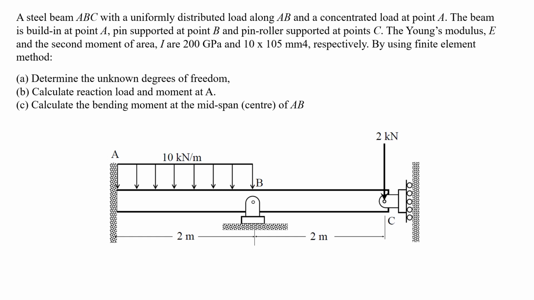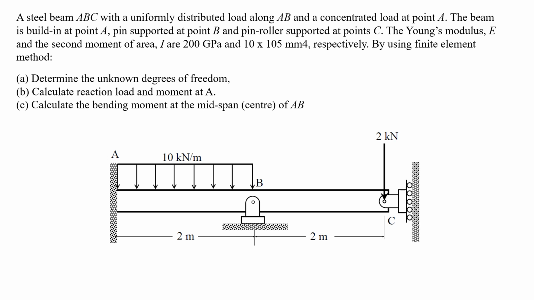Let's have a look at the second example. A steel beam ABC with a uniformly distributed load along AB and a concentrated load at point A. The beam is built in at point A, pin supported at point B, and pin roller supported at point C.